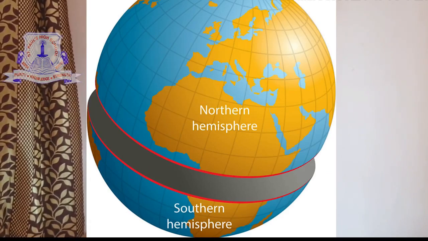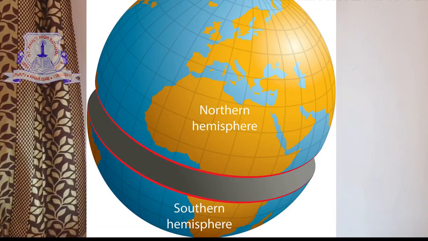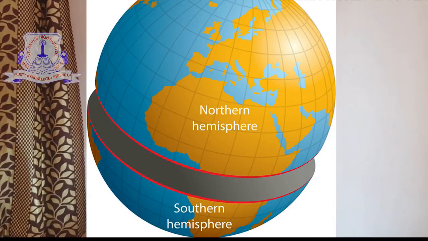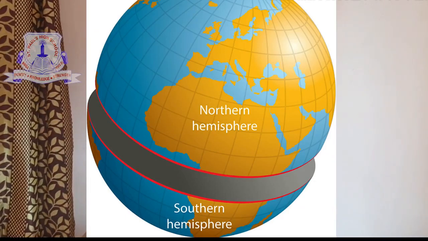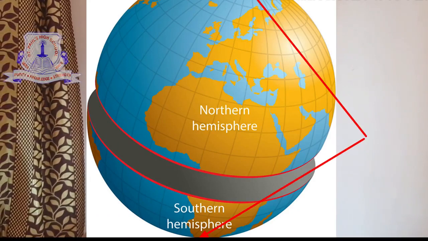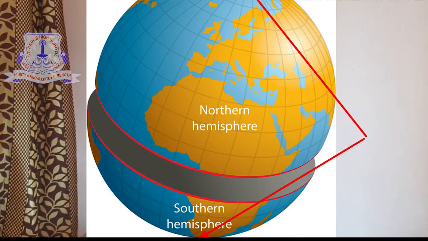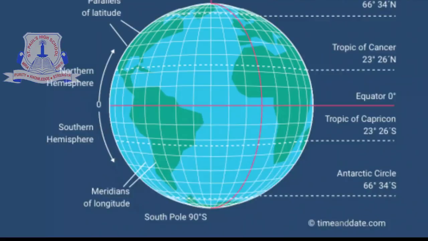Towards the north and the south of the equator, parallels of latitude progressively become smaller and smaller. On the globe and also on the earth, at the north and south ends of the axis, they appear as points. These are called North Pole and South Pole respectively.